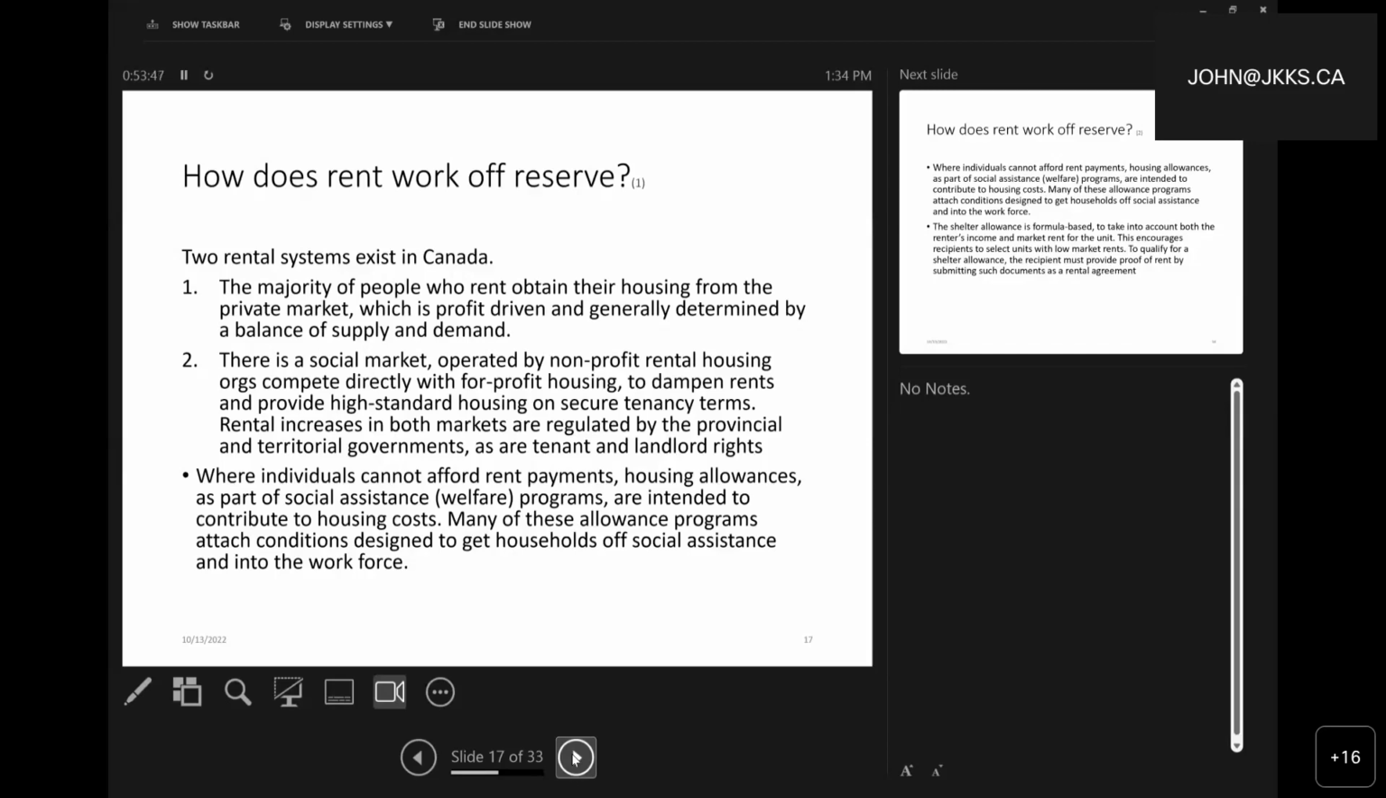So we know that this has been an issue because there are not enough rental units right now in Canada. And there's also the social market operated by not-for-profit rental housing, and they dampen their rents and provide housing standards, and they have more secure terms.